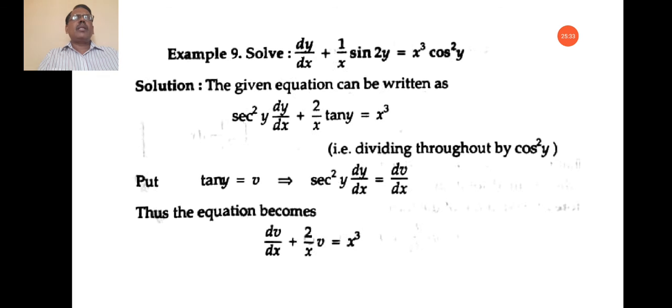So here tan y is f of y and its derivative is secant square y as f dash of y. So put f of y, that is tan y, equal to v. After differentiation, secant square y into dy by dx is equal to dv by dx. On substitution we get secant square y into dy by dx as dv by dx plus 2 by x into tan y as v is equal to x cube.